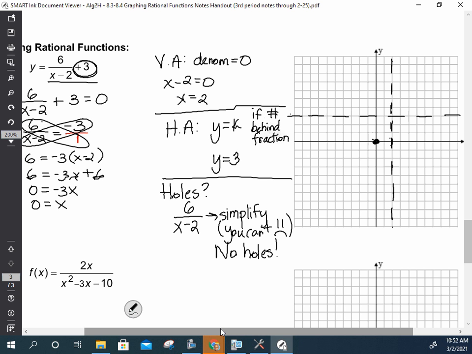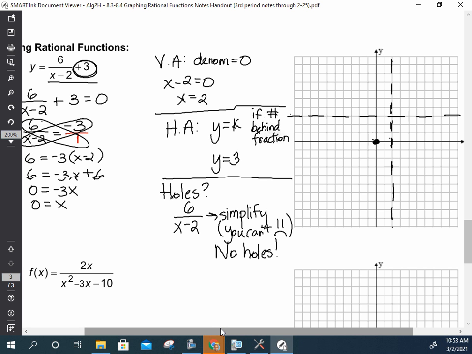So you only look at the fraction when looking for holes? Absolutely right. So Jola asks, you only look at the fraction when you're looking for holes? Absolutely. The fraction is the only thing that will give you a hole in the graph. Excellent question there.